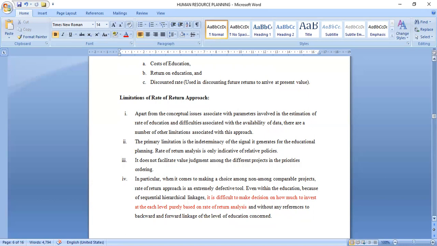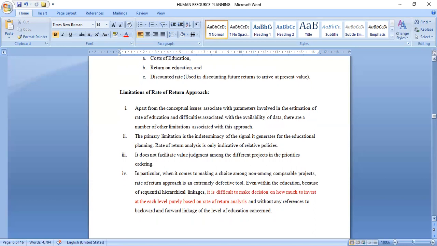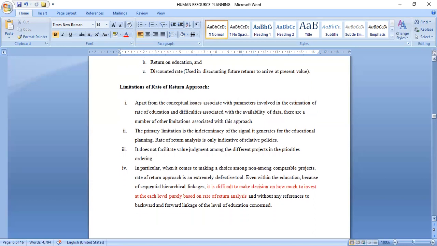Then also we measure the rate of return in terms of discounted rate. These discounted rates are calculated where we are discounting the future returns to arrive at the present value. At the end of the day, if government has invested highly in the education sector, we can calculate those discounted rates and find out whether it is a profitable venture for the government to invest in the education sector or not.